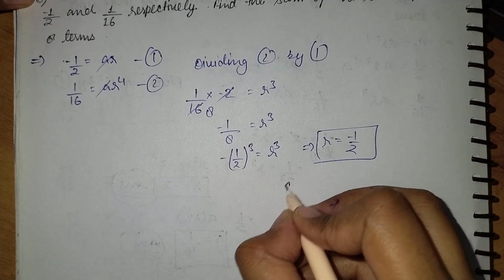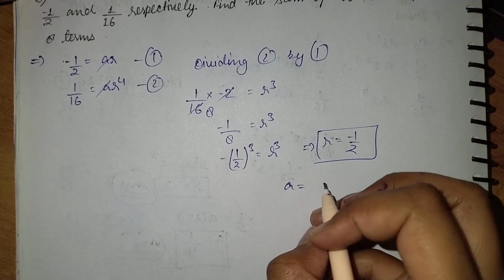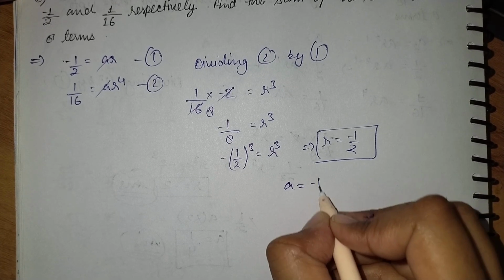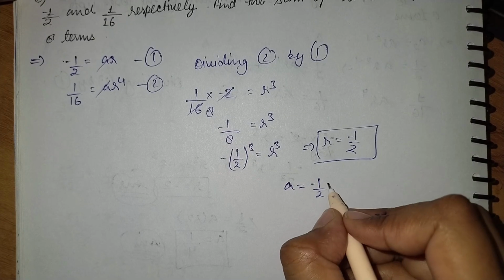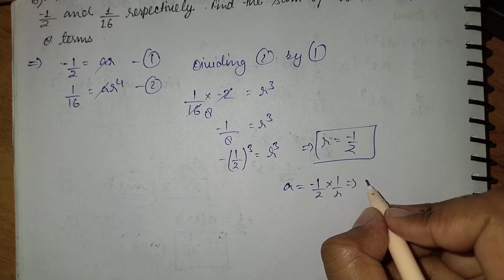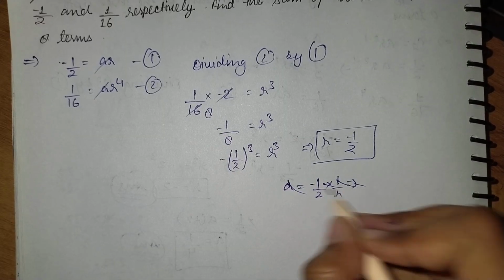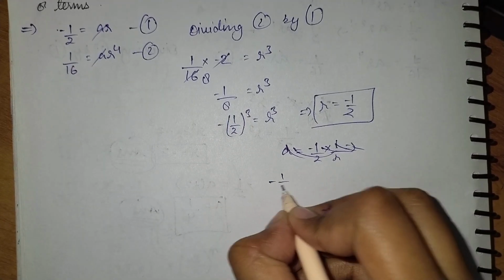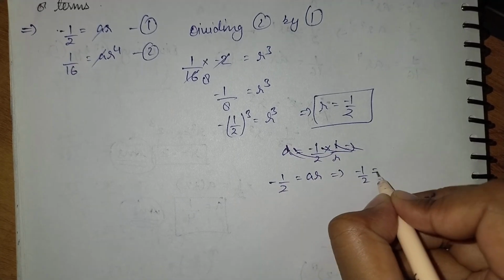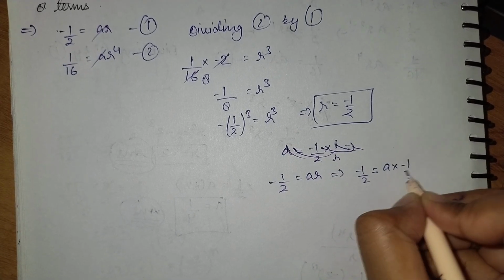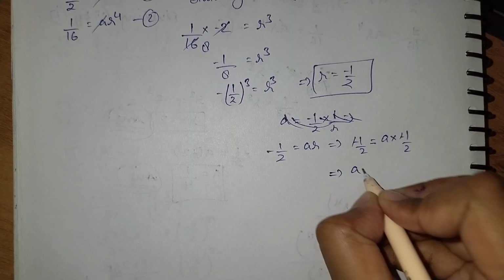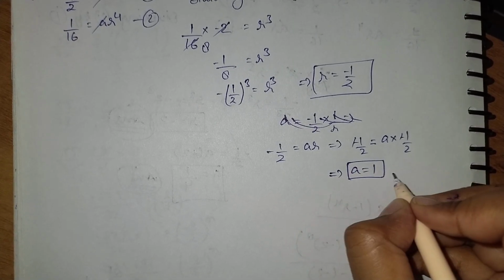Now from there, the first term we can write on putting the value of r. Minus 1 by 2 equals ar. Putting the value, minus 1 by 2 equals a into minus 1 by 2, minus minus will be cancelled out, and this will be 1. Means the first term of this given GP is 1.